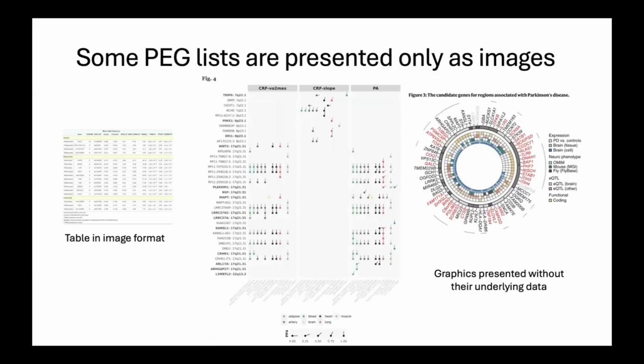Okay, so again, looking at these PEG lists, some of them are presented only as images. On the left here, we actually have a table in image format, which as a biocurator really pains me, because I don't know of any way to extract the information from this image other than retyping the table. Maybe there are some.